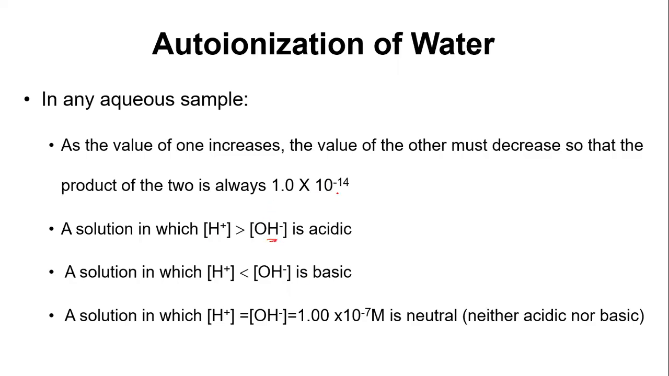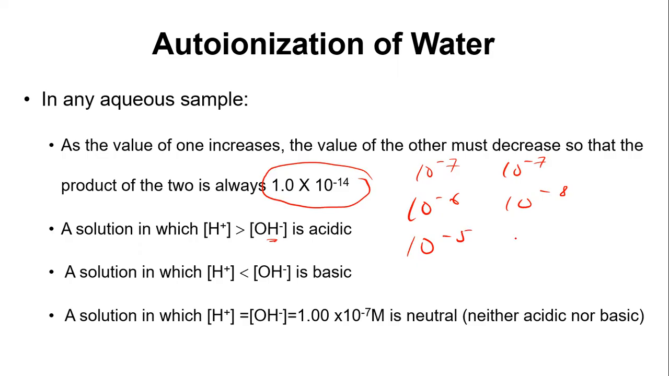But it always happens that their product is 10 raised to the power -14. That is their product, right? So assuming we have 10 raised to the power -7 and 10 raised to the power -7 on a normal day. Now, if the acid increases to 10 raised to the power -6, the base becomes 10 raised to the power -8. If the acid goes to 10 raised to the power -5, the base goes to 10 raised to the power -9.